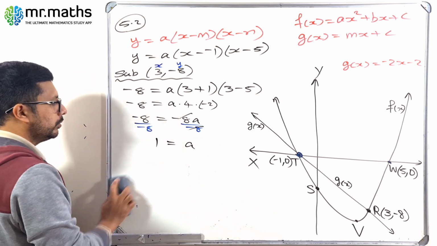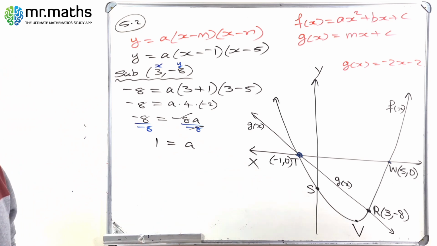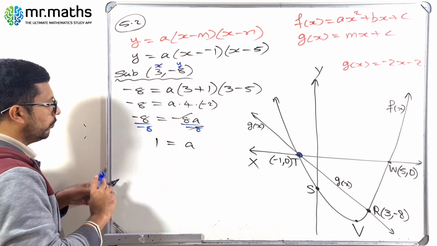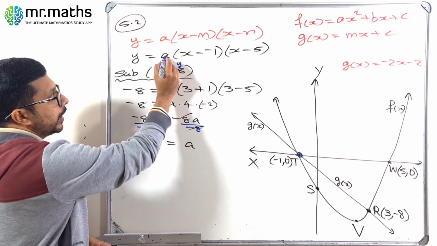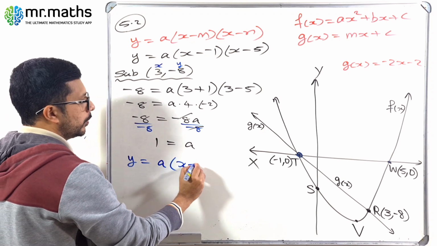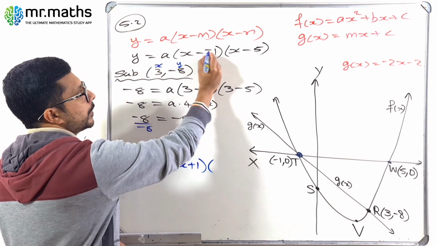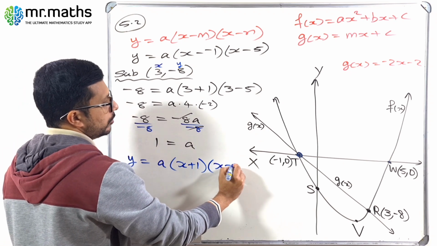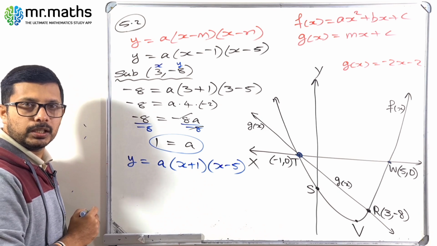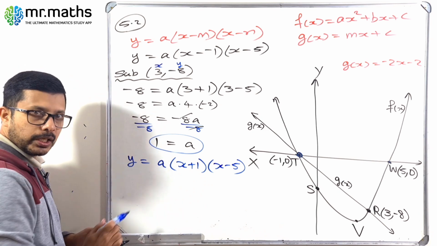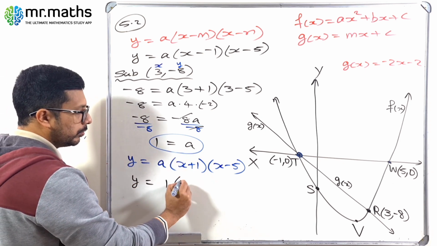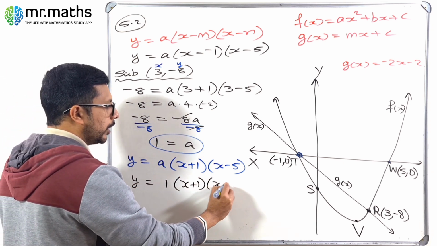Now substitute back into that equation. So what is that equation? Let me write this equation once more. y is equal to a into (x plus 1) into (x minus 5). This is our equation. Now we know the value of a. What is the value of a? a is equal to 1. So I'm going to substitute here. So y is equal to, the value of a is 1, into (x plus 1) into (x minus 5).